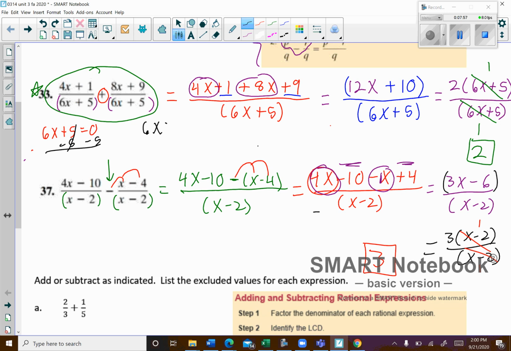So let's say I end up with 6x equals negative 5. Then I'm going to divide by 6 on both sides. So I get x equals negative 5 over 6. So that's actually the excluded value, so we're going to put it as the excluded value.